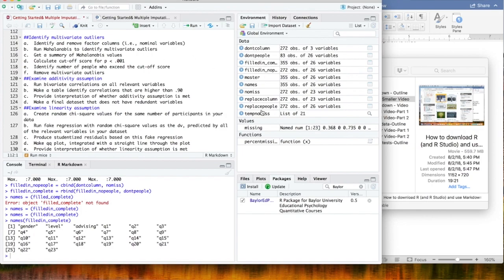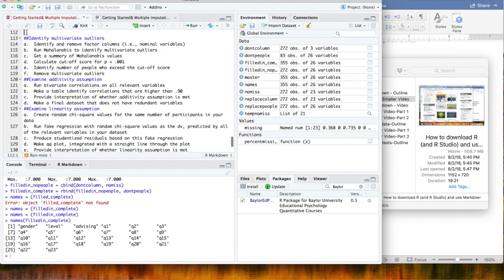Actually, you know what? We may not need to do that. I think from the previous video we had filled_in_complete, which is this right here. 26 variables and 355 observations, just like the original master data set. So as long as we're referring to filled_in_complete, we should be good. Just in case you want to double check.